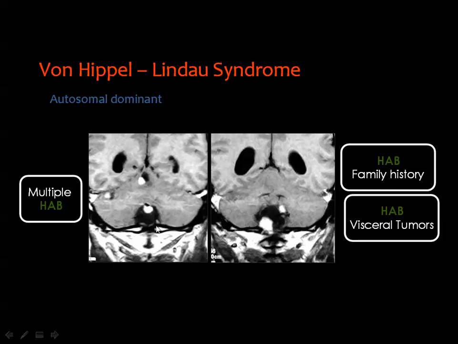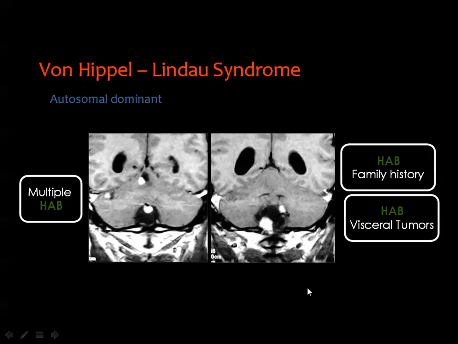Like in this case, and you can see three hemangioblastomas in the cerebellum. And this is a large one, a smaller one, and a very small one. All these lesions show a cystic component and a mural nodule which is enhancing.